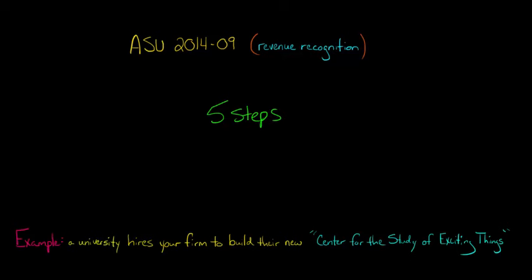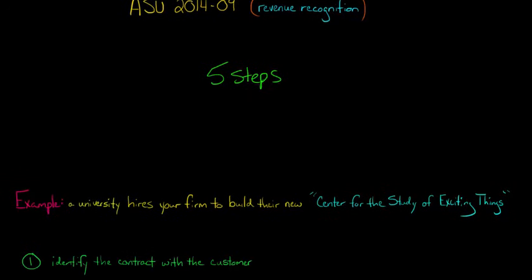So let's say in our example that there's a university that has hired your firm to build a new building for them. You're going to be building a building for their Center for the Study of Exciting Things. That's their new building, and your firm has been hired to do this. And so now I'm going to walk through the 5 steps of ASU 2014-09, and that will help us understand the way to recognize revenue.